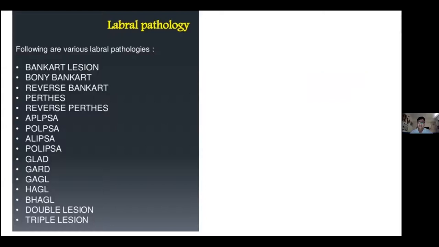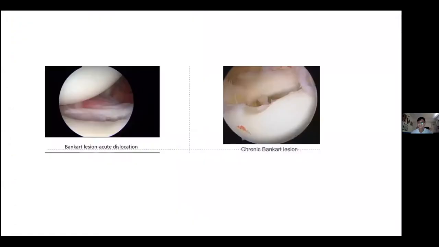There is only labral stripping in one, and ligamentous stripping without stripping of the labral tissue in another. There may be glenolabral articular disruption (GLAD), glenoid articular rim defect, glenoid avulsion of the glenohumeral ligament or humeral avulsion of the glenohumeral ligament (HAGL), or it may be a bony HAGL. And sometimes there is a so-called double lesion. Usually the Perthes is called a double lesion, and ALPSA is also called a triple lesion.